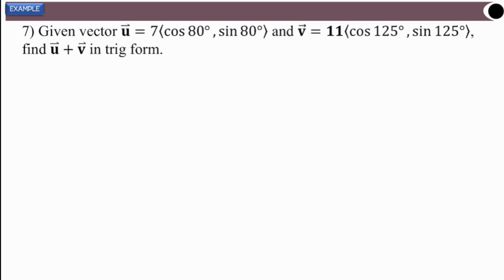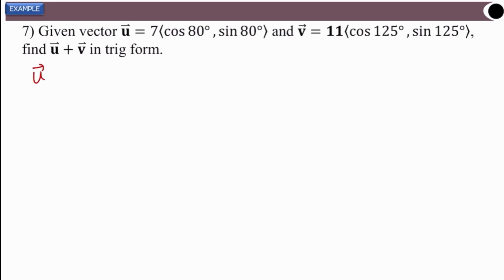Our last example today. We have vector u in trig form. The magnitude is 7, cosine 80 degrees, sine 80 degrees. Vector v, the magnitude is 11, cosine of 125, sine of 125. We want to find the sum of vector u and v in trig form. What we will do is find the component form of each of these vectors, and then add them, and then find the magnitude of the new vector, the sum vector, the resultant vector, as well as the direction angle of the resultant vector.